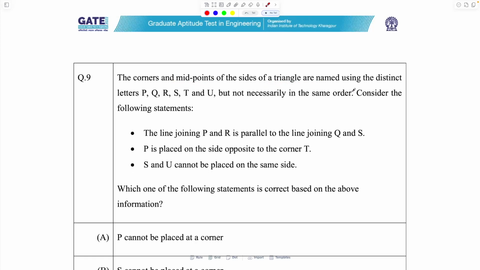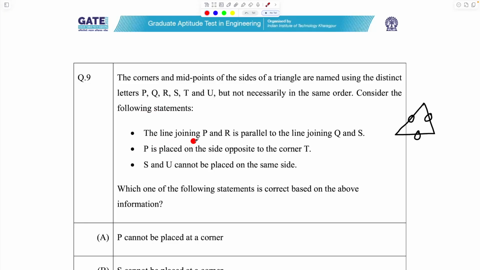So if there is a triangle, right? That triangle is going to have 3 corners and 3 midpoints, a total of 6 points, and those 6 points are basically represented like over here, but not necessarily in the same order. So this order does not give the exact way in which those corners and midpoints are named, but they do represent that. Okay, consider the following statements.